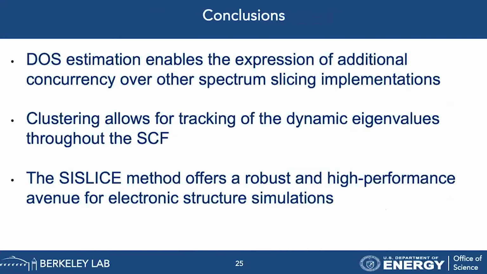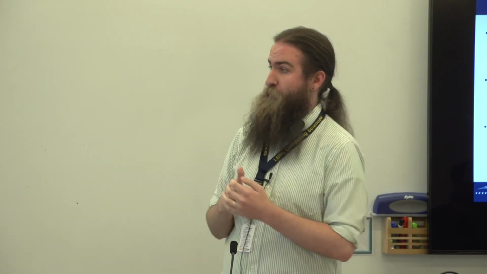If you have questions about it, let me know. So in conclusion, DOS estimation for the spectrum allows us to express more concurrency through not having to add more shifts each SCF iteration. The clustering allows for a dynamic tracking of the eigenvalues throughout the SCF procedure. And because we have a low communication overhead, this is going to offer, I guess, a robust and high performance alternative for a lot of DFT calculations in the future. Thanks.